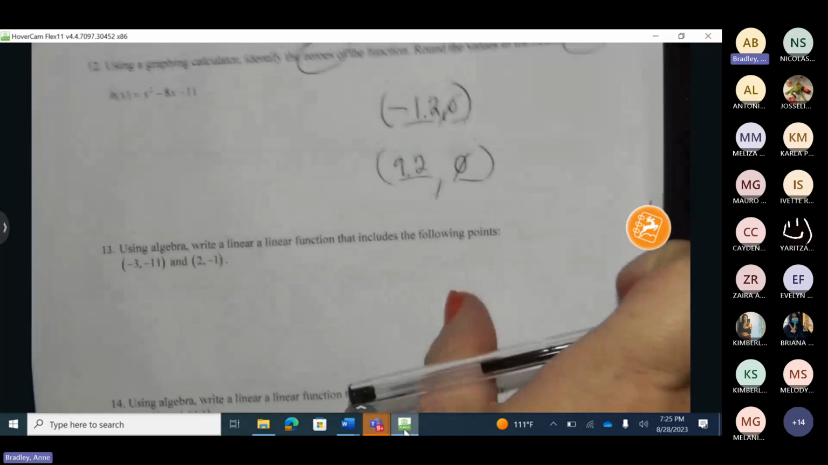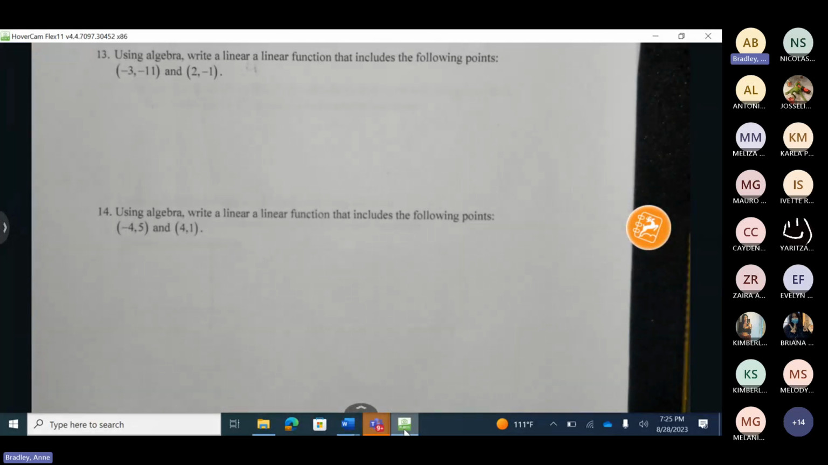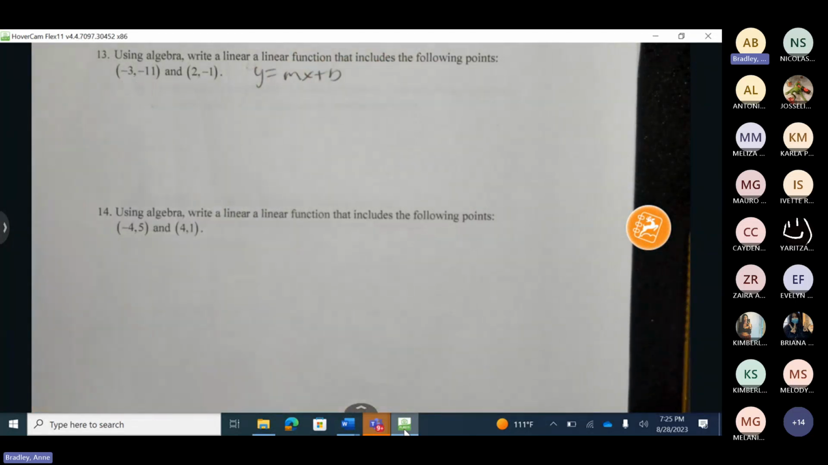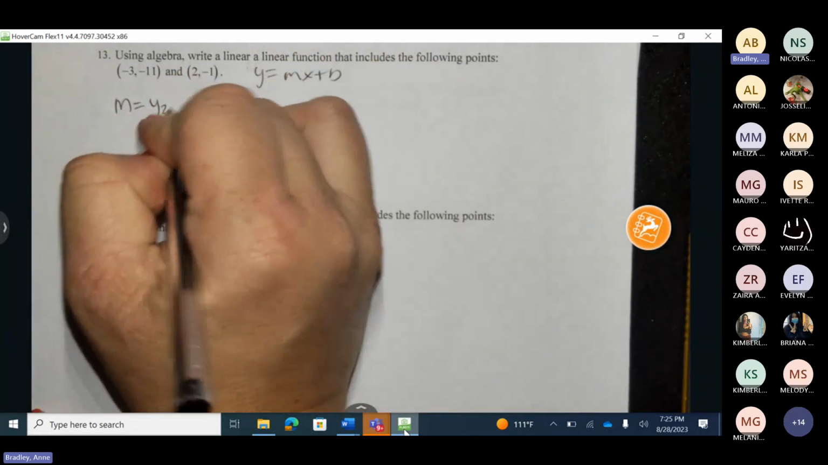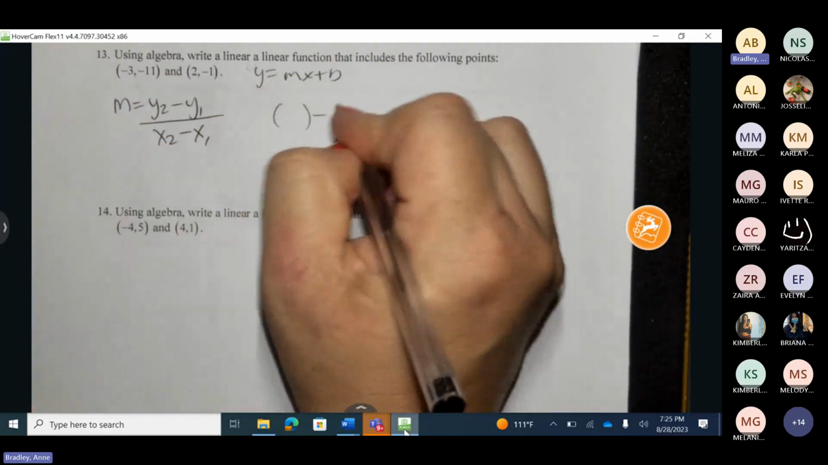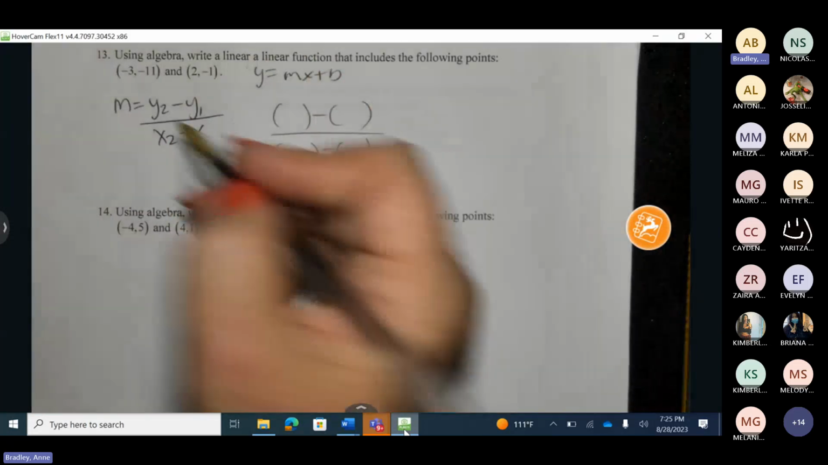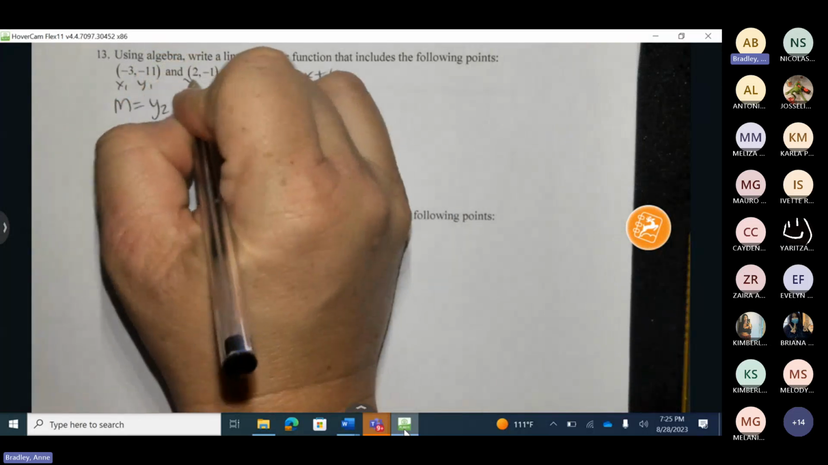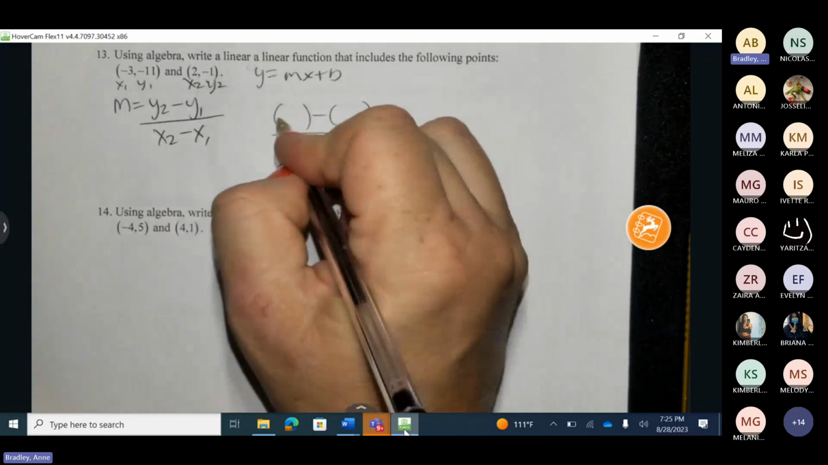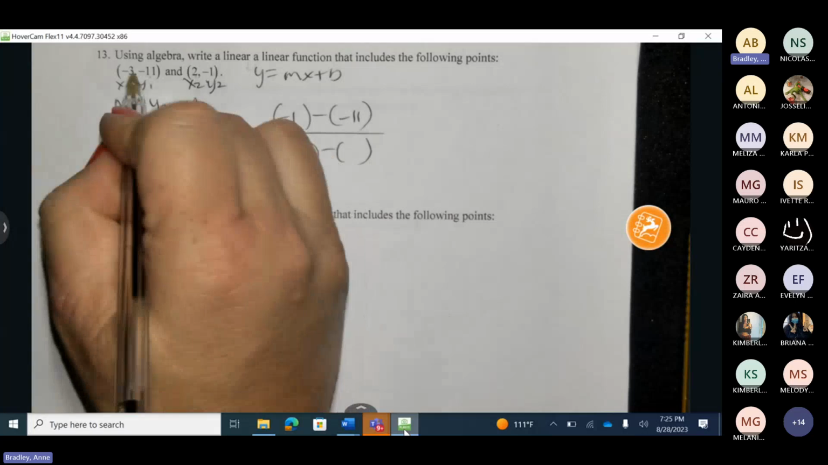Okay, number 13 and number 14, you had a problem like this on 18a today, where we are going to come up with an equation y equals mx plus b that contains both of these points. So we always start by doing y2 minus y1 over x2 minus x1. And I always suggest you put in your parentheses. Remember, y's first, and the order you plug them in doesn't matter. So this is the first point, and this is the second point. All right, here we go. Y2 is -1, y1 is -11, x2 is 2, x1 is -3.